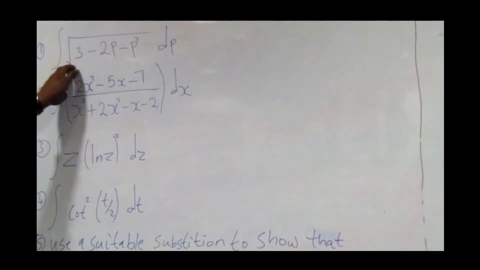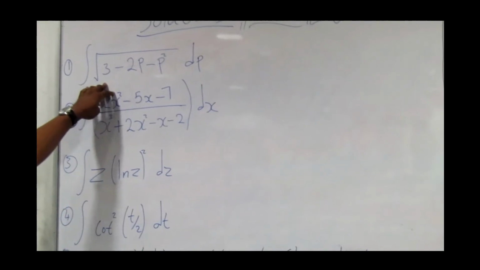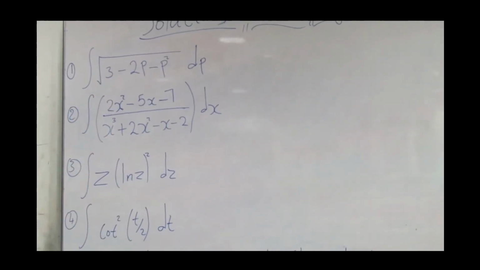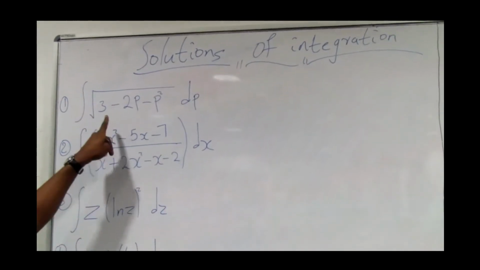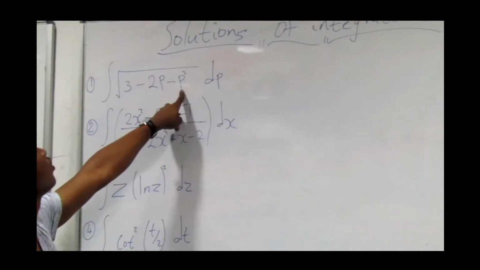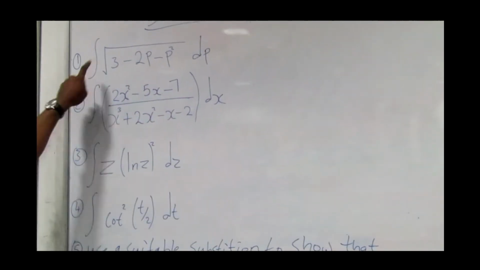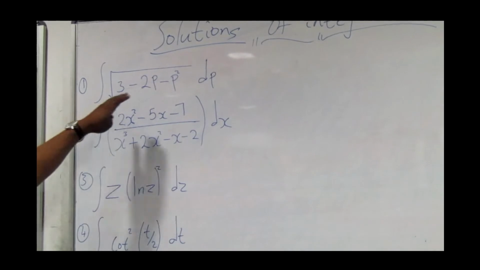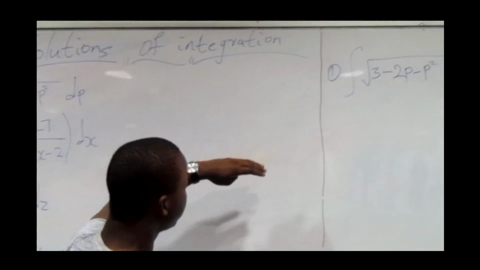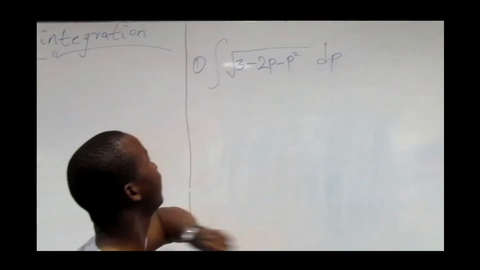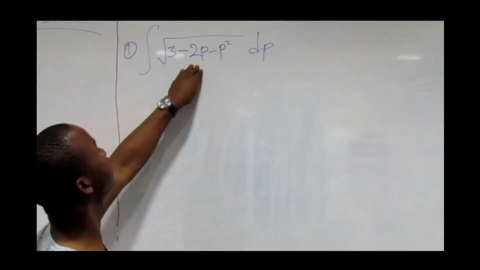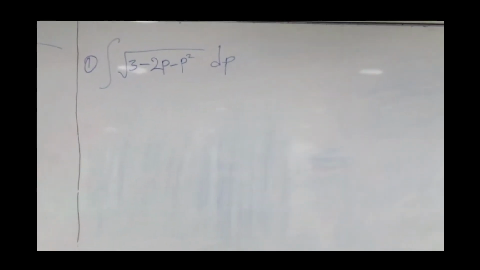Here we are given an integration involving an inverse function. It says: the integral of the square root of 3 minus 2p minus p squared dp. We need to integrate this. How do we integrate this function? The first step is to write this equation down as it is. Then, before we do any other steps, we have to first simplify the inside function by completing the square.